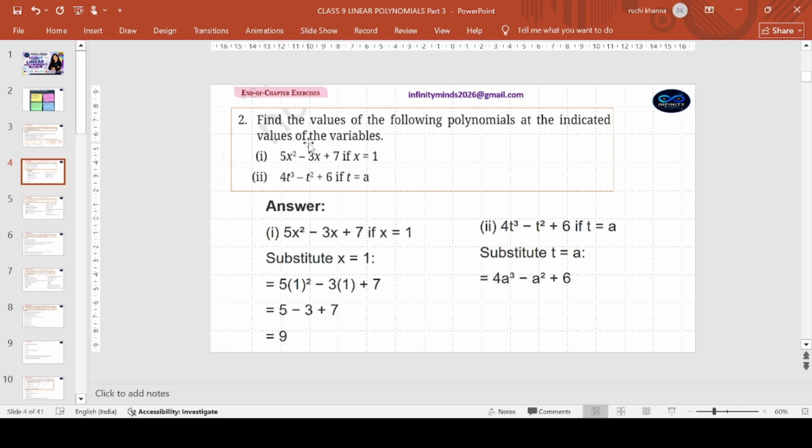Question number 2, very very simple. Find the values of the polynomials at the indicated values of the variables.